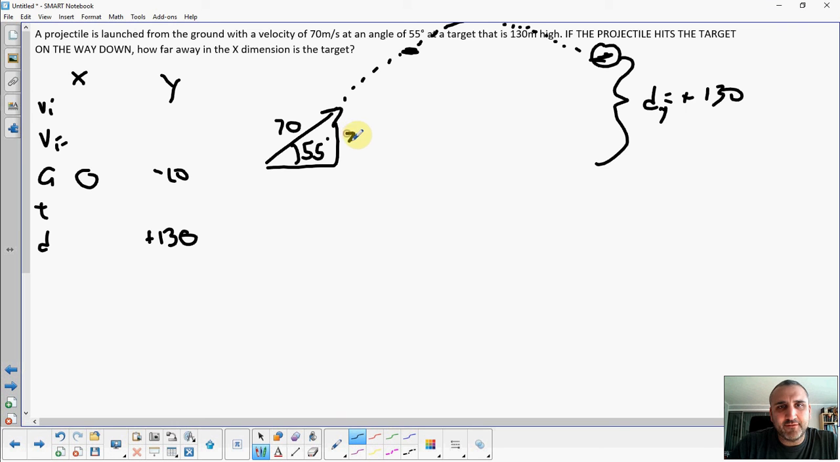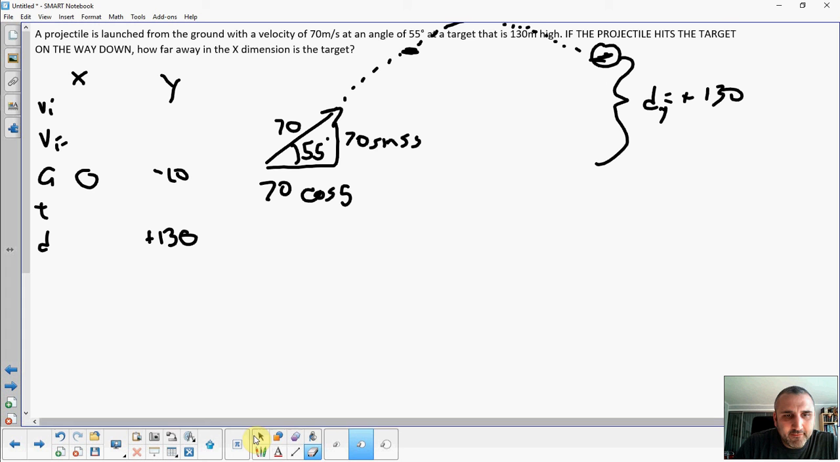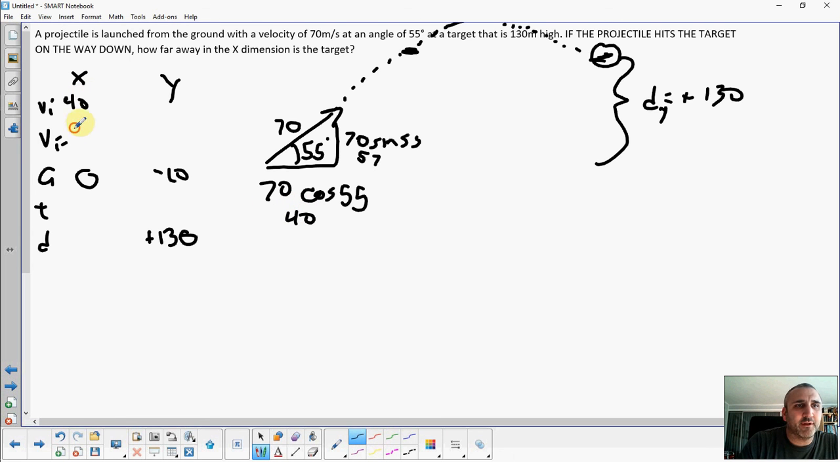We have to do 70 sine of 55 and 70 cosine of 55. And we should end up with a couple of different velocities. The y velocity in the initial is going to be 57 meters per second, and the velocity in the x is going to be about 40 meters per second. So I'm going to go ahead and plug those in, 40 and 40. And this one is going to be positive 57.